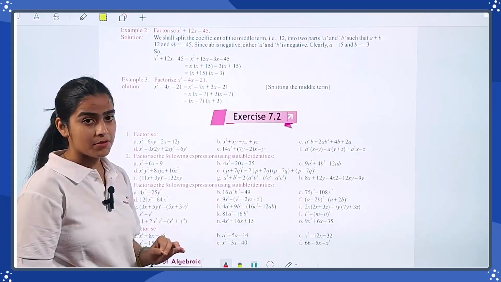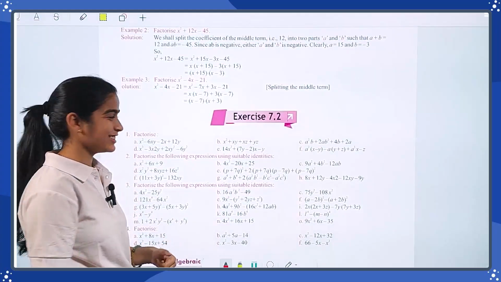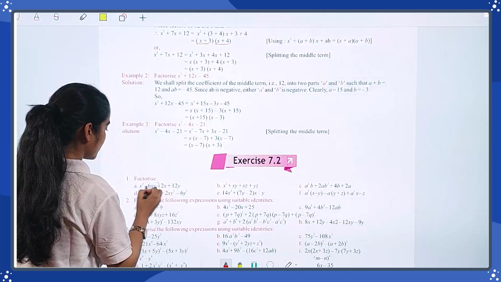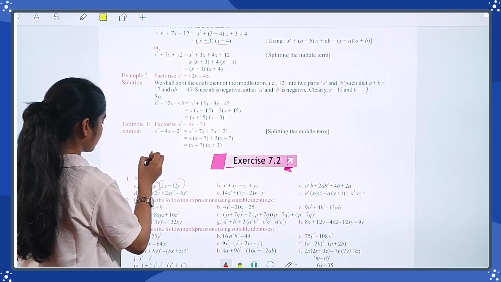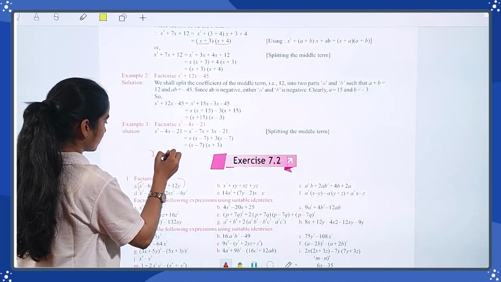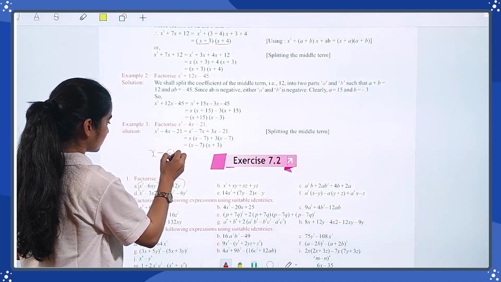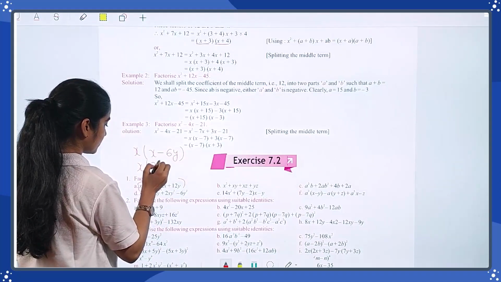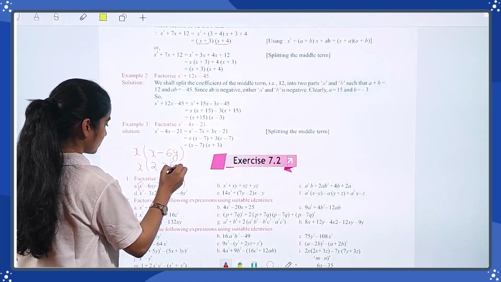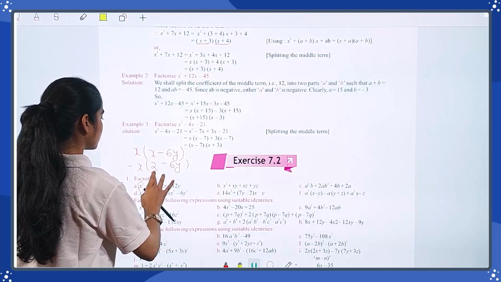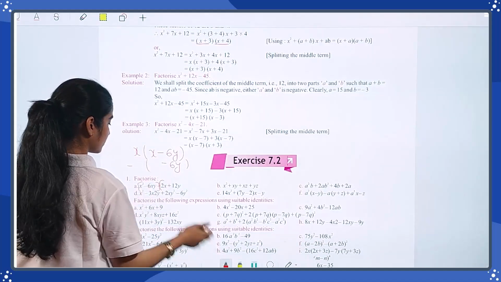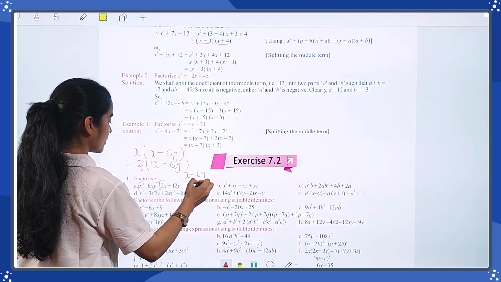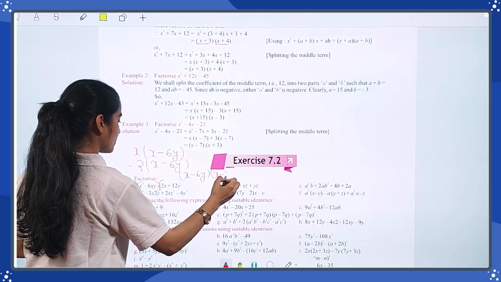Now we have exercise 7.2. So are you excited? Let's get started. x square minus 6xy minus 2x plus 12y. So this one and this one. x minus 6y and x minus 2.